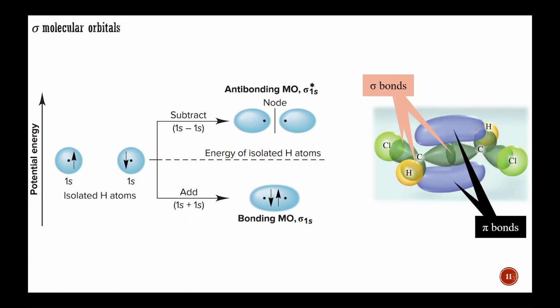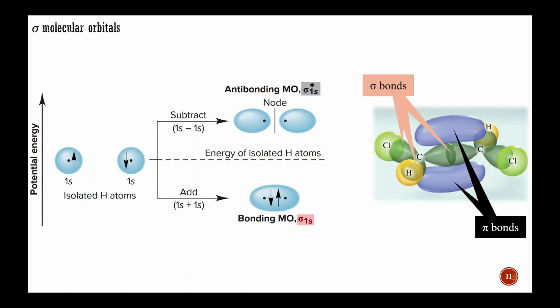Sigma refers to electron density along the internuclear axis, and pi refers to electron density that influences both nuclei but does not lie directly along the internuclear axis. More specifically, the bonding molecular orbital formed by the combination of two 1s atomic orbitals is designated sigma 1s, and the antibonding orbital is designated sigma star 1s, where the asterisk distinguishes an antibonding orbital from a bonding orbital.